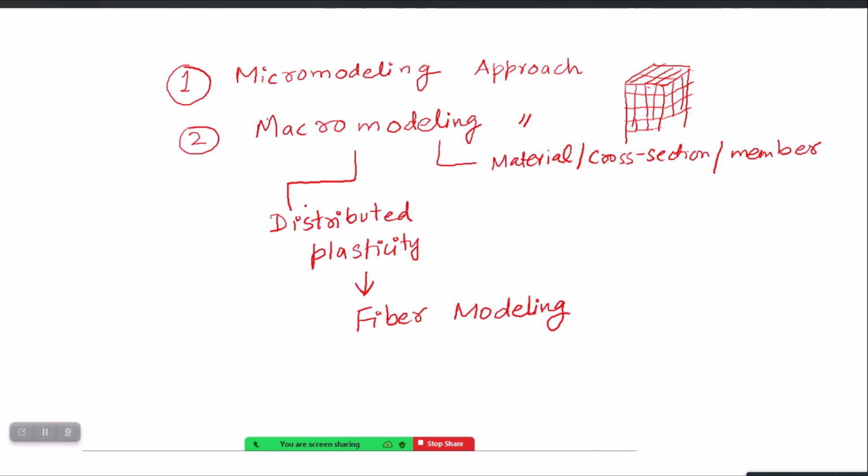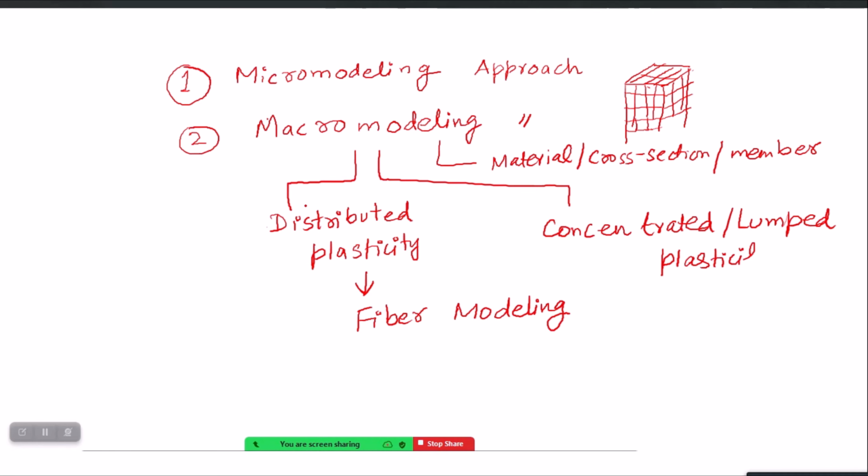The second approach in that is called concentrated plasticity approach or lumped plasticity approach. Concentrated or lumped plasticity approach, and the idea is that you can just concentrate the inelastic action at certain points along the length of the element, and in between those points you can use the elastic frame element, for example for beams and for columns. So in this approach, this is also sometimes called the plastic hinge approach. There are different terminologies in different references available.